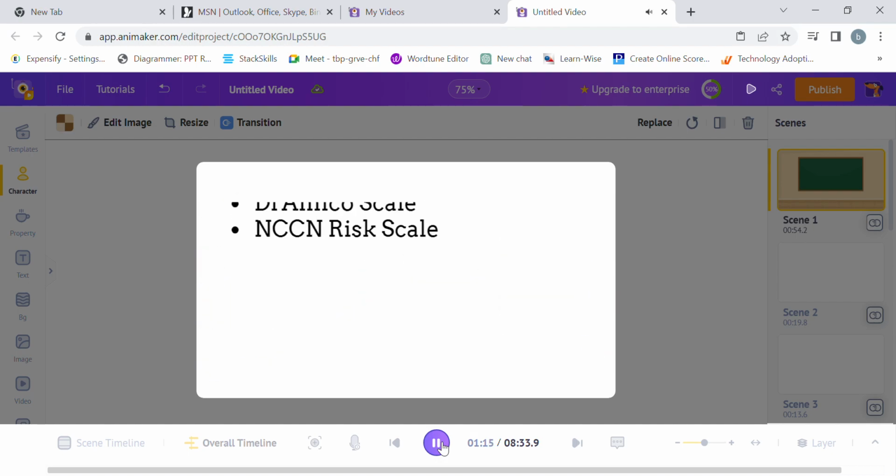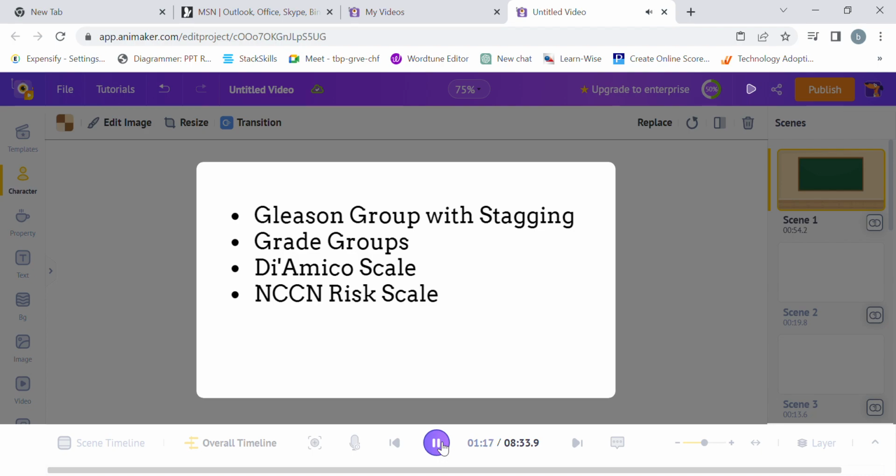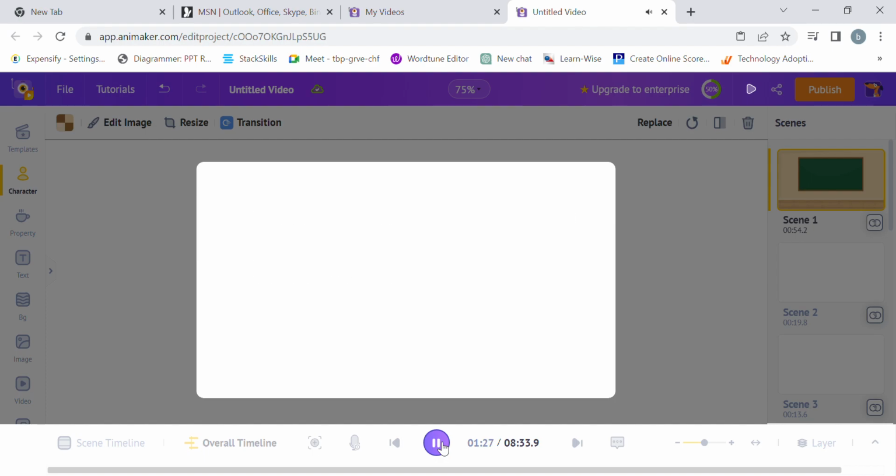Today we'll explore the criteria and treatment decision-making process for Gleason with staging, grade groups, the D'Amico scale, and the NCCN risk scale.